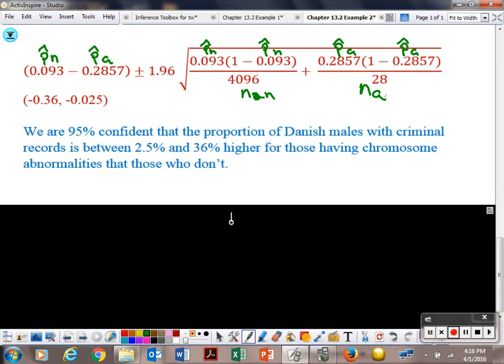We are 95% confident that the proportion of Danish males with criminal records is between 2.5% and 36% higher for those having chromosome abnormalities than those who don't. Again, look at it carefully. You probably could word that another way. You could probably say 2.5% and 36% lower for those who have normal chromosomes. But I would stick with this one.